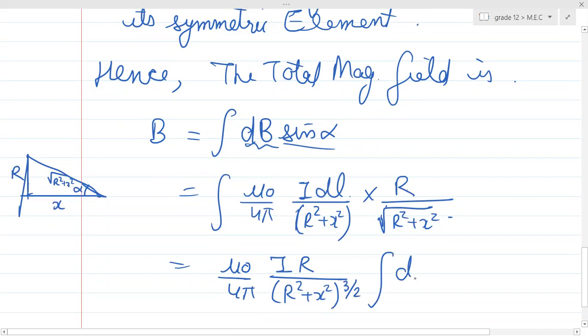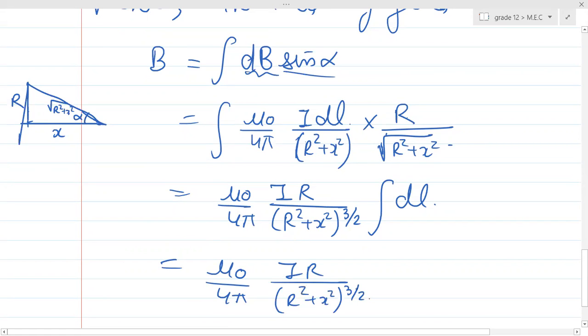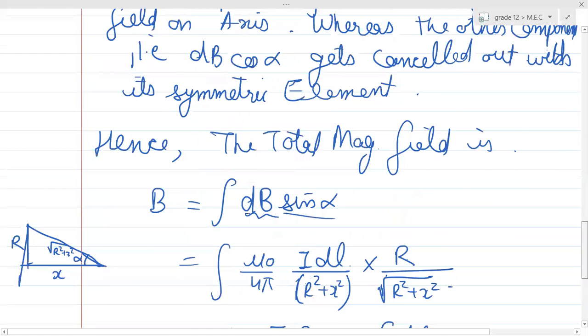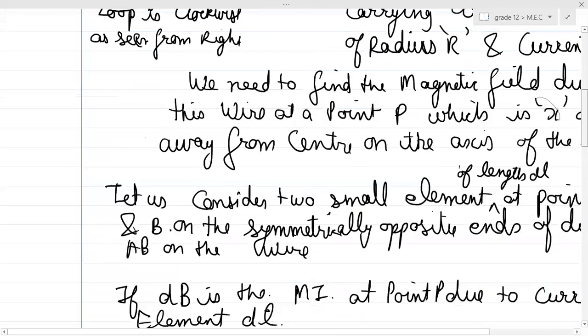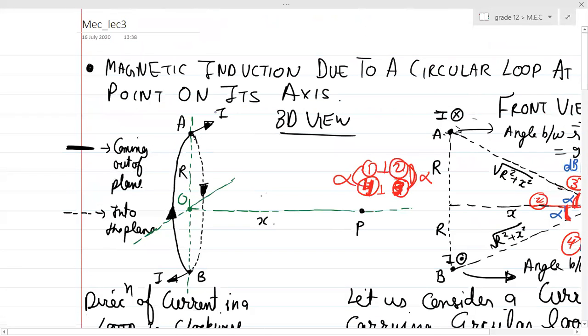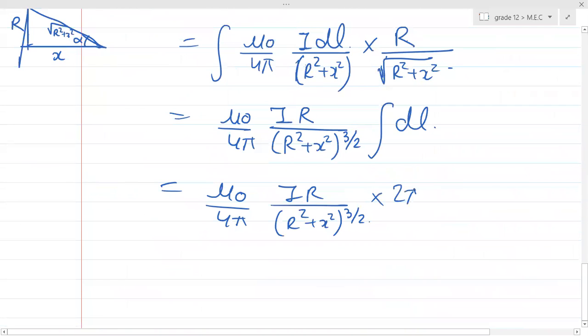Only what is remaining in the integration is dl. So when I integrate this dl, what will I get? And what is the length of the whole loop? Do you remember? 2 pi r. So basically, when I integrate this dl over the whole loop, I'll get 2 pi r. So this will be multiplied by 2 pi r.